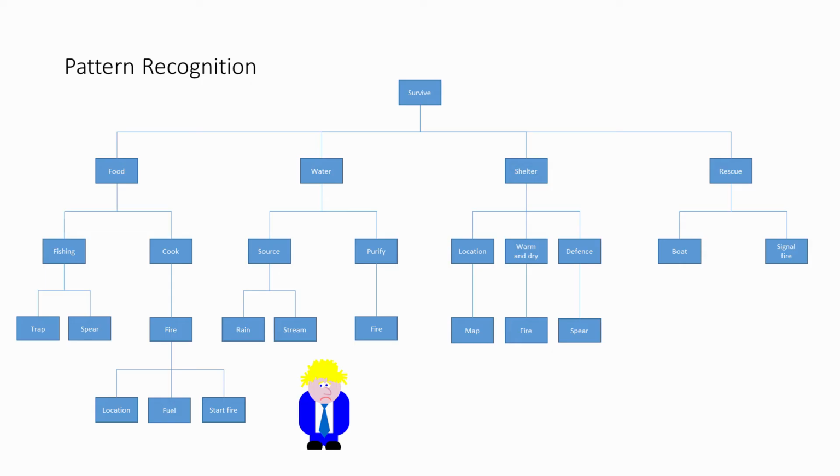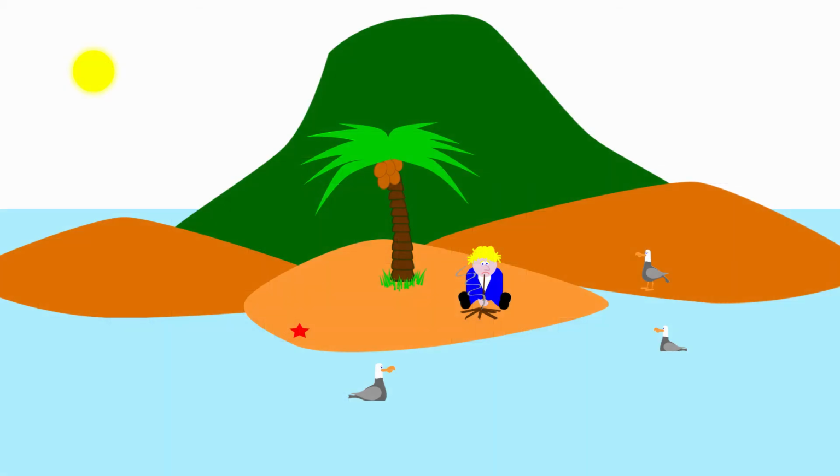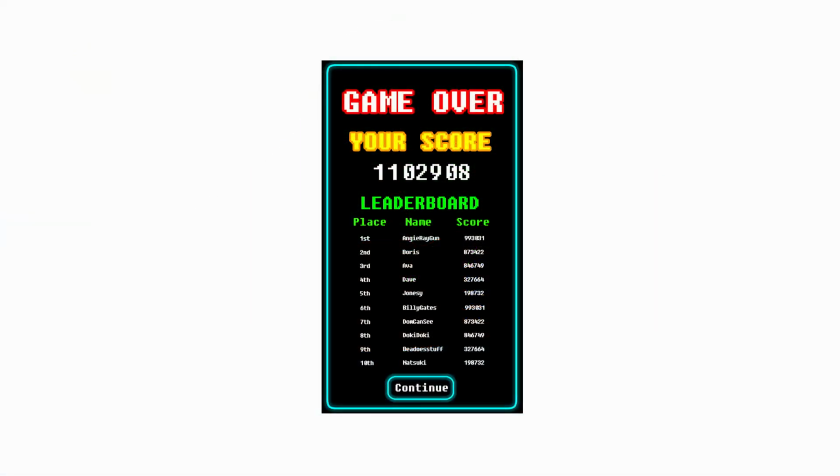Fortunately for Boris, starting a fire is not a new problem. His father, who happens to be an expert in jungle survival, once told him he could get a fire going by rubbing sticks together. It's a tried and tested solution. This is an example of pattern recognition. Pattern recognition is common in computer science too.